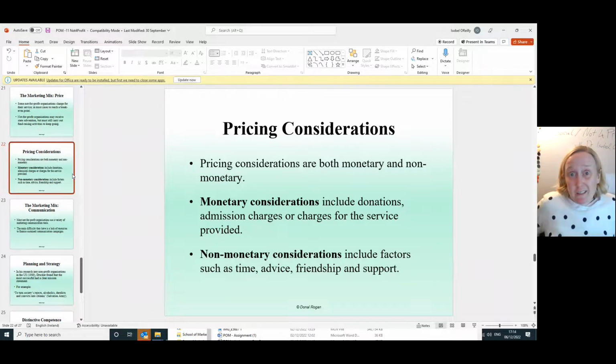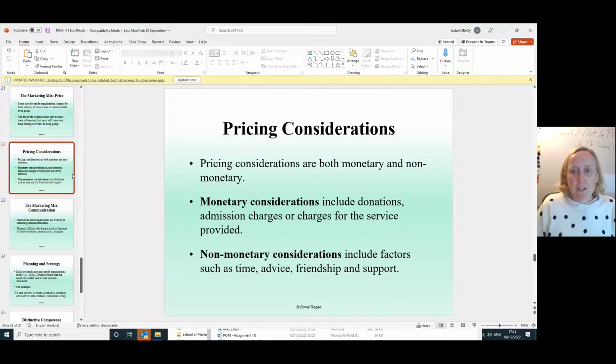Pricing considerations. So again, we're talking about price. We have the 4Ps, the 7Ps. We don't have a traditional product, but there's still money involved. And so that's what we're talking about. Pricing considerations are both monetary and non-monetary.